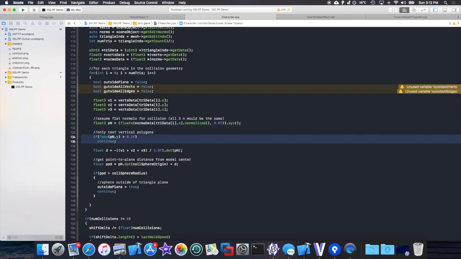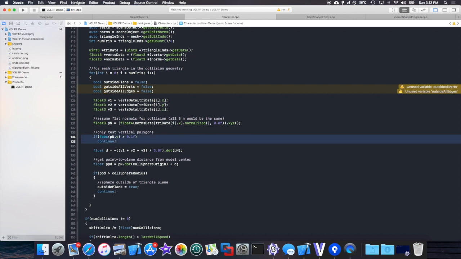We are only interested in testing vertical polygons. In other words, if the normal vector of the poly has any vertical component whatsoever, that means it's facing too steep. It could either be the ground, or something that's a little too steep for me to consider collision against, or treat. In other words, we want to know whether or not we can treat this as a wall.